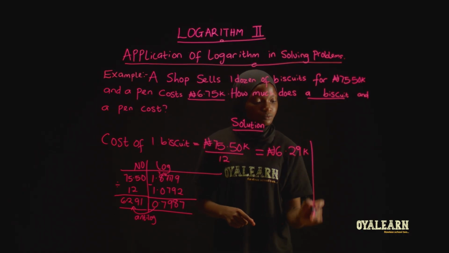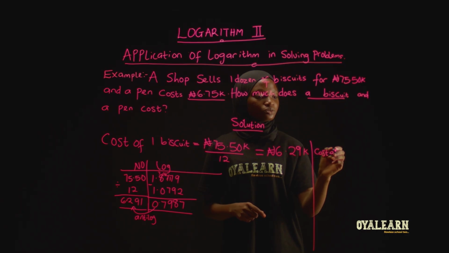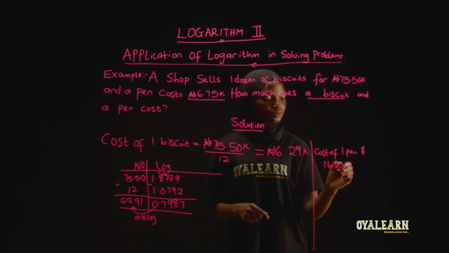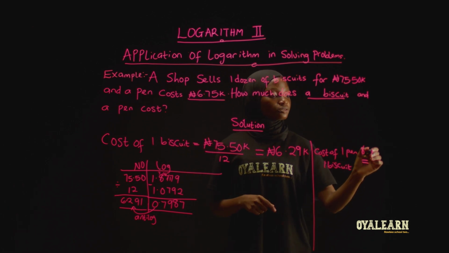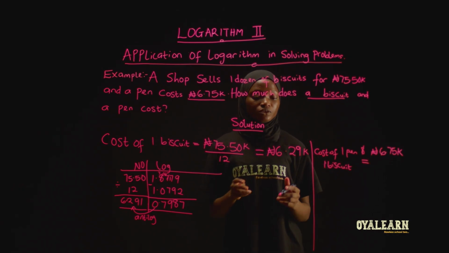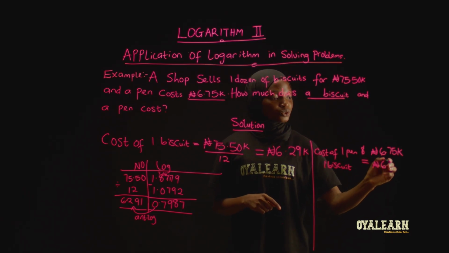Now the cost of 1 pen and 1 biscuit becomes equal to, we already know 1 pen costs 6 naira 75 kobo, and now we've gotten the cost of 1 biscuit as 6 naira 29 kobo. So we add it up.